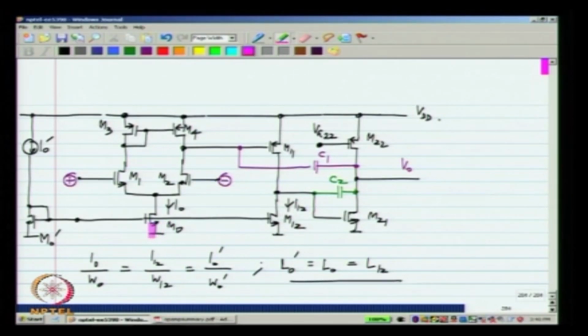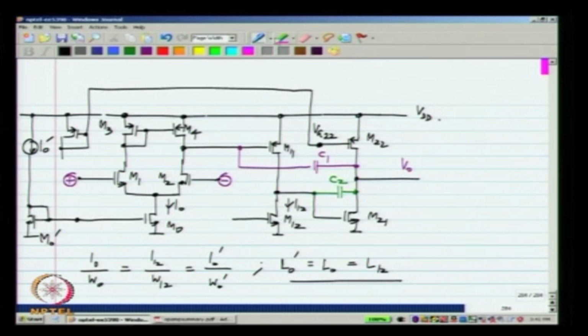Now, let us say that we did not want to make the length of M0 and M12 equal to each other, then the best thing to do is to not use a common biasing line for M0 and M12, but bias this separately from another diode connected transistor. Okay. Similarly, VG22 has to come from some diode connected transistor, okay, which also is the same in length, and the width ratio is such that the current ratio is as required. Okay.